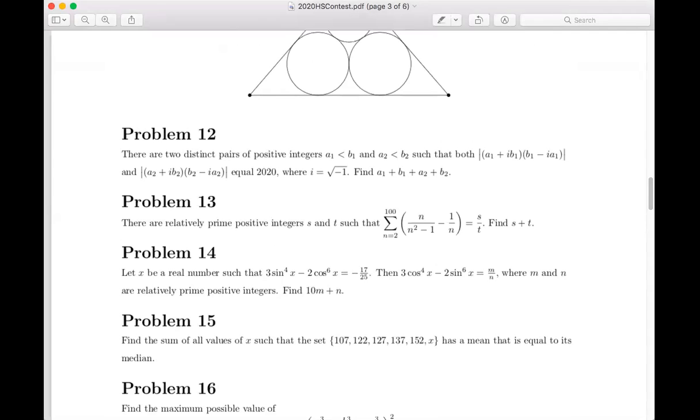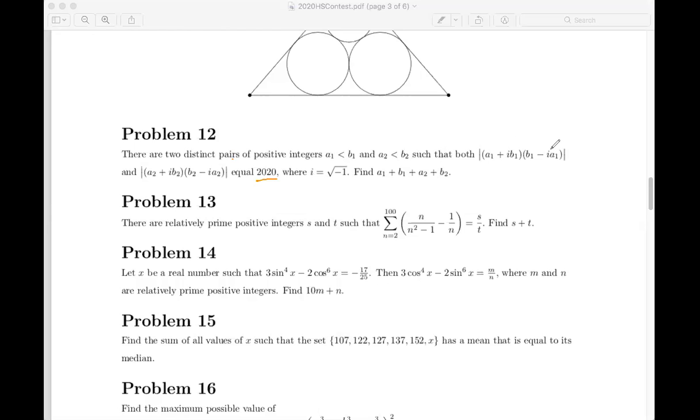All right, so there are two distinct pairs of positive integers, a1 less than b1 and a2 less than b2, such that both the absolute value of (a1 plus i b1) times (b1 minus i a1), and the absolute value, or the norm, of (a2 plus i b2) times (b2 minus i a2), both equal 2020, where i is radical -1. Find a1 plus b1 plus a2 plus b2.